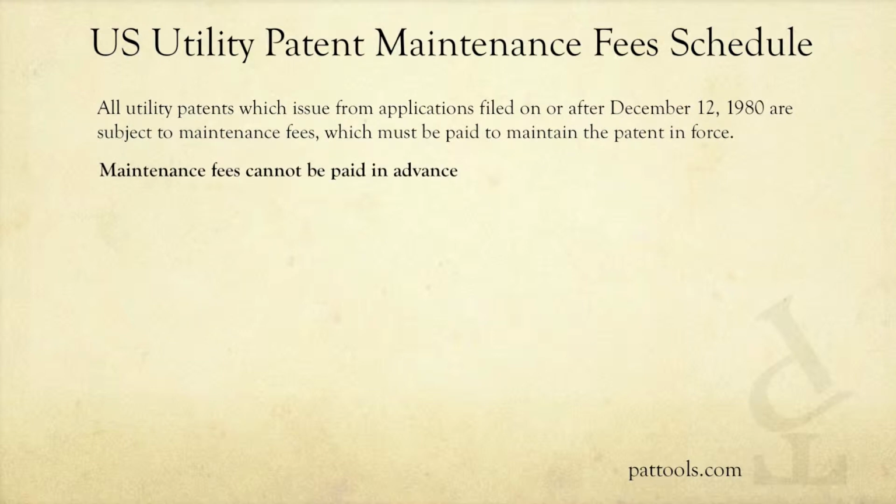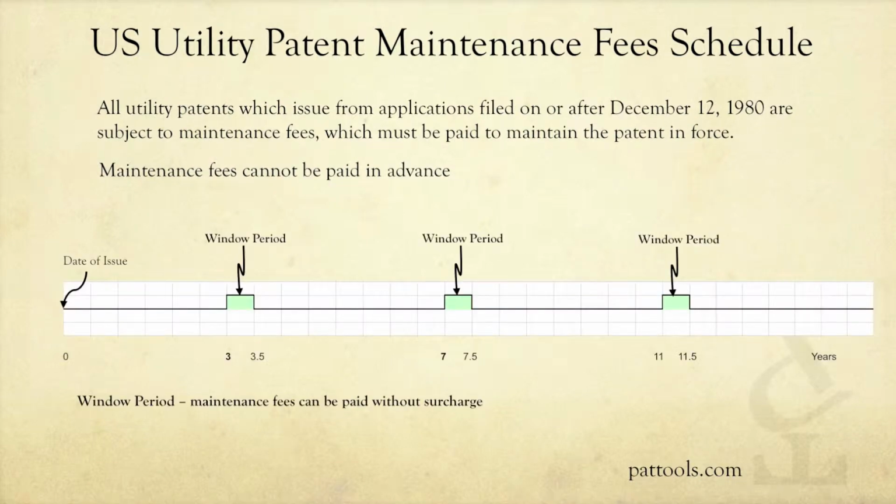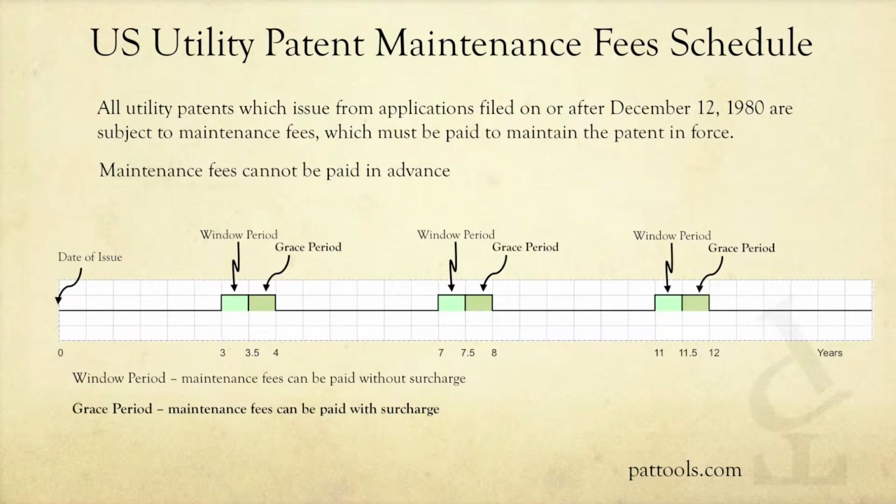Maintenance fees cannot be paid in advance and are due 3 times during the life of a patent. The windows to pay the fees open at 3, 7, and 11 years after the date of issue, as illustrated on this graph. You have a window of 6 months to pay the maintenance fee. After that, you have a grace period of 6 months during which you can pay a surcharge on top of the maintenance fee to keep the patent in force.